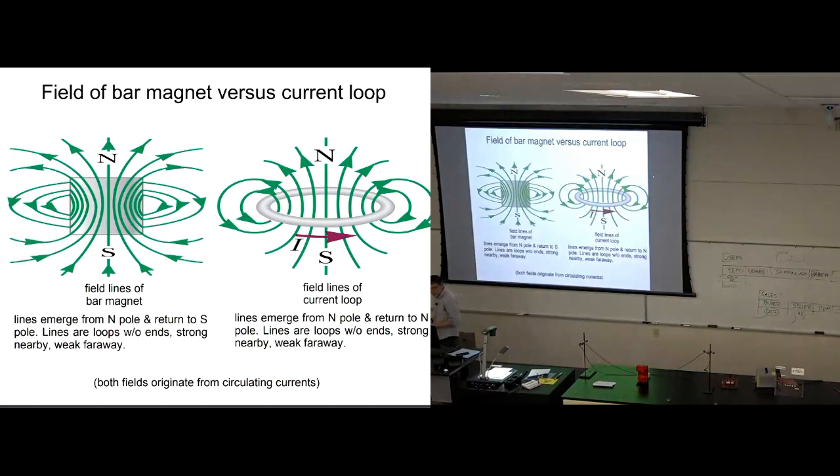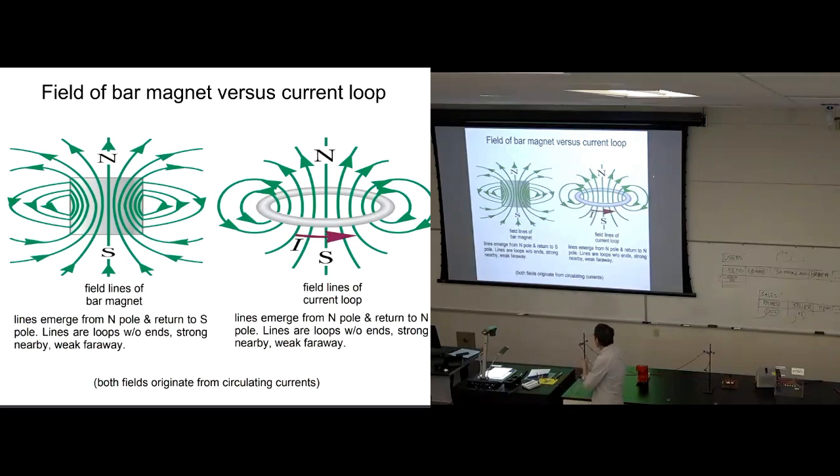Here we are. Two sketches with two pictures of two magnetic fields due to two magnetic arrangements. The one on the left is the field of a bar magnet. We talked about that before. The one on the right-hand side is the field of a current loop. This is the first time we're talking about that.